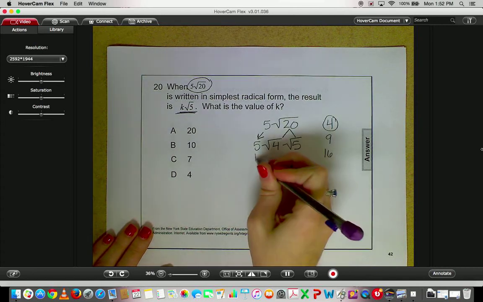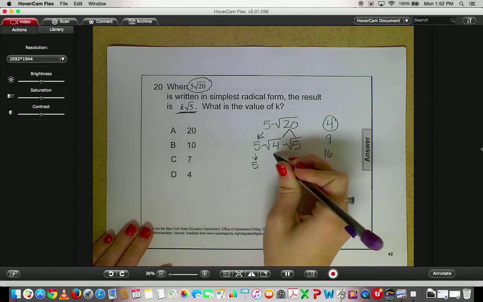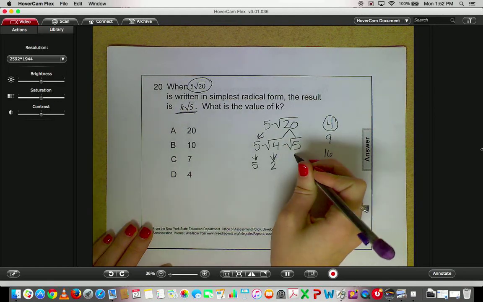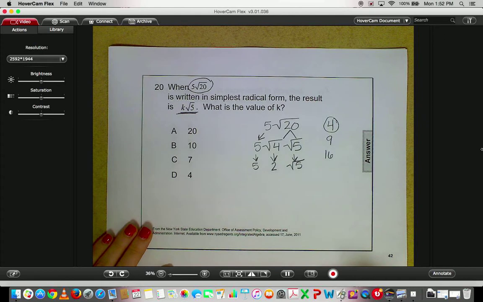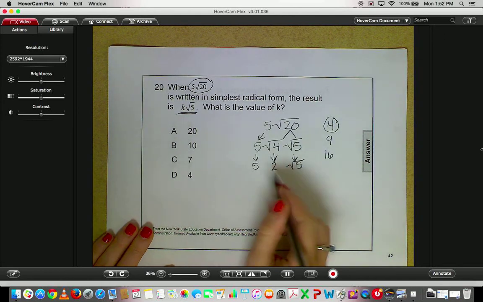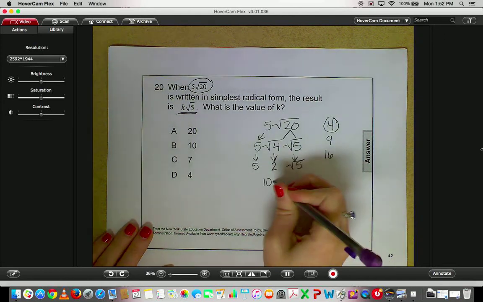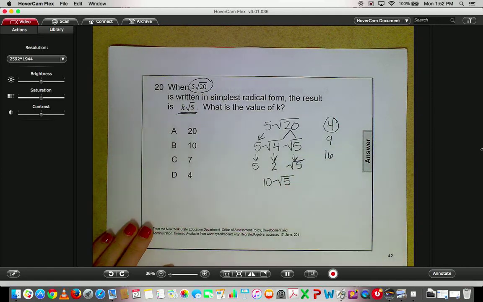All right, so we bring this down again. The square root of 4 is 2. You cannot simplify the square root of 5. All right, 5 times 2 is 10, and you bring down the square root of 5.